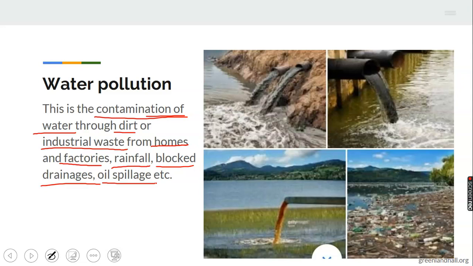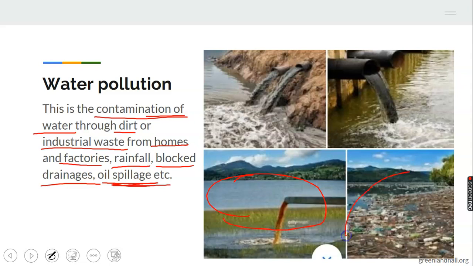Then we also have oil spillage. You know, this is common in places where they drill oil from the oceans, from big bodies of water like this. So sometimes while they are bringing out the oil, some of the oil will pour into the water, and that's what we call oil spillage. The water will no longer be safe for using, and it can also kill the fishes.